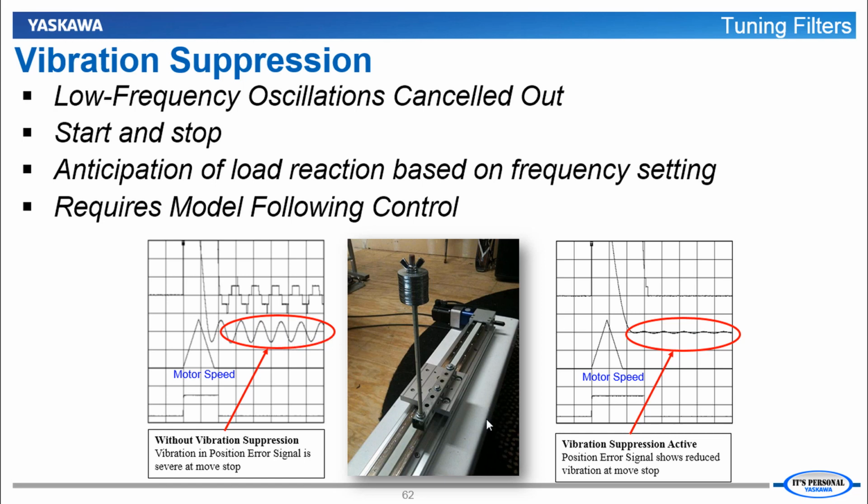If your machine is set up like this test station we have here, with a long threaded rod and a heavy weight at the end, this is the kind of response you'll get without vibration suppression. With vibration suppression, it's greatly reduced. Now you might think, who designs a machine this way? Of course it's going to vibrate. So let me show you a real life example here.